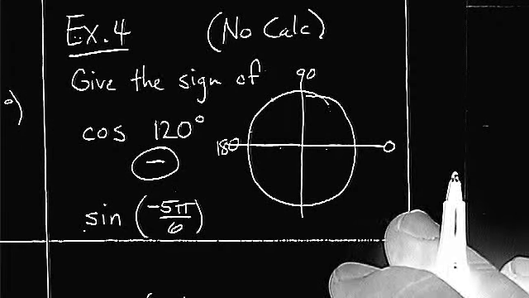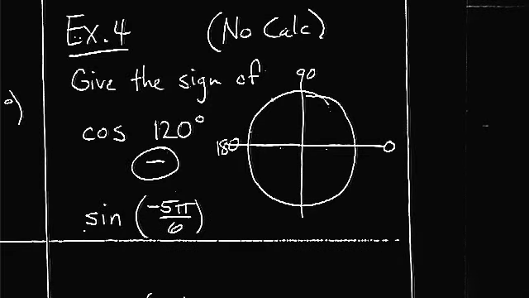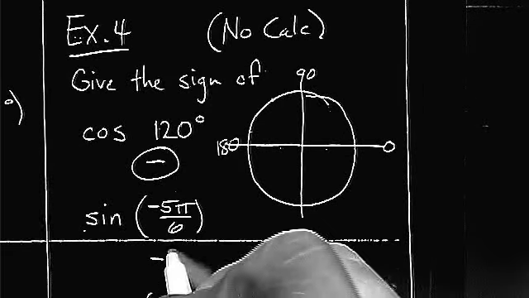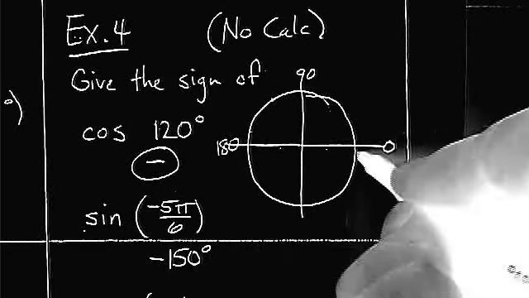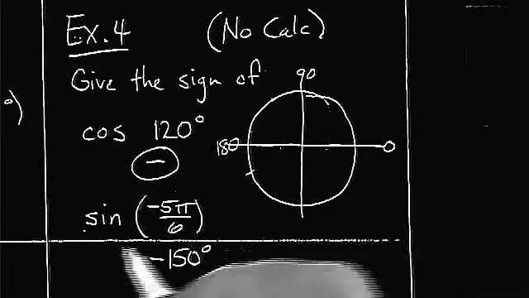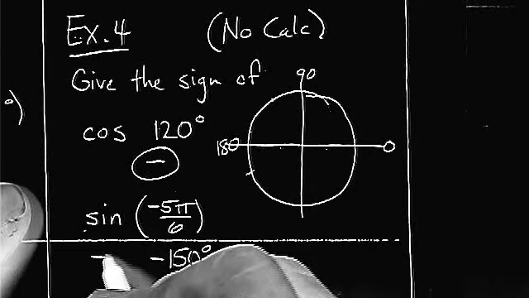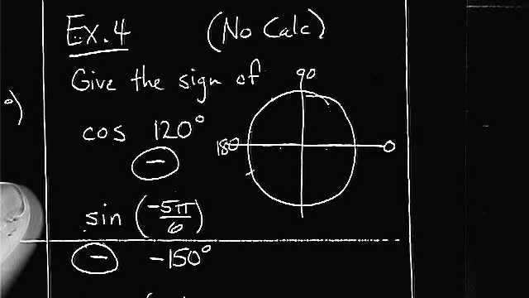Well, what about sine of negative 5 pi over 6? Okay, if you would convert that into degrees, you would find out that's negative 150 degrees, which is going to put it over here. And we're talking about a y value. We are below the x-axis, therefore it is a negative value.